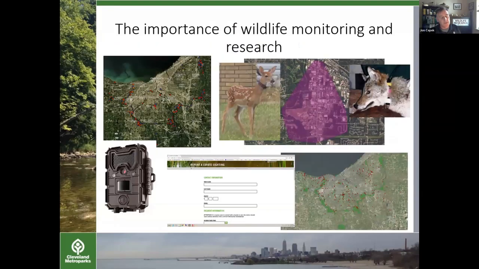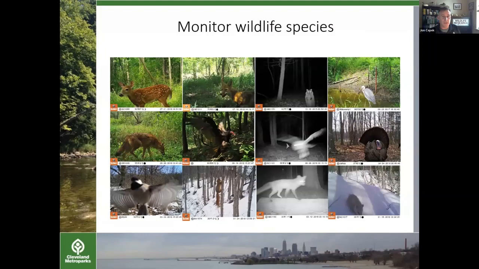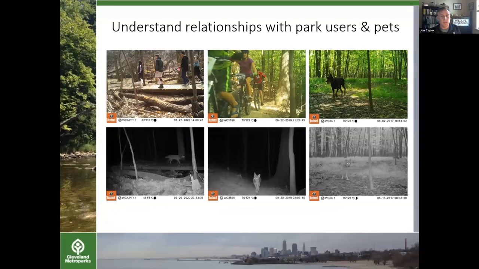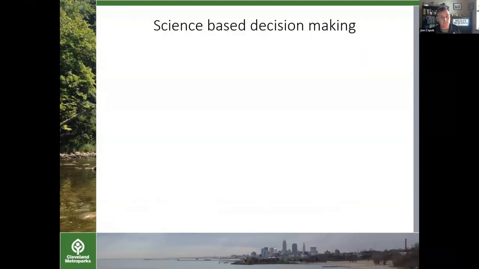So it's very important to conduct wildlife monitoring and research, especially in a complex urban system. In Cleveland Metro Parks, we conduct wildlife surveys and monitoring on our properties. We monitor activity and conduct research to better understand relationships between animal species. But it is incredibly important to understand relationships, in our case, with park users and pets, as we try and balance conservation and recreation and mitigate wildlife conflict. So I encourage everyone to consider relationships between people, wildlife, and pets in wildlife damage management.